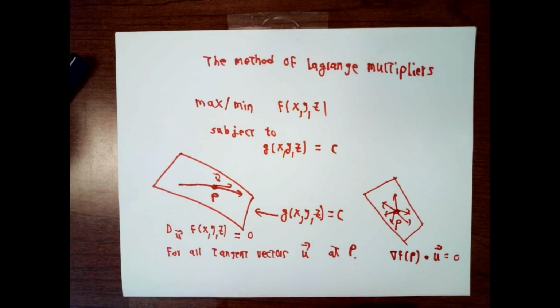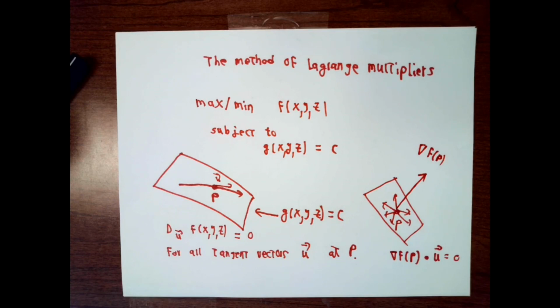Assuming our function is differentiable, though, I can use the dot product formula. If I'm to have a constrained maximum or minimum, the dot product of the gradient of f with any tangential direction must be zero. That means that the gradient of f, if it's not zero, has to be at right angles to every tangential direction. So the gradient of f at P has to stick up out of the tangent plane at right angles.